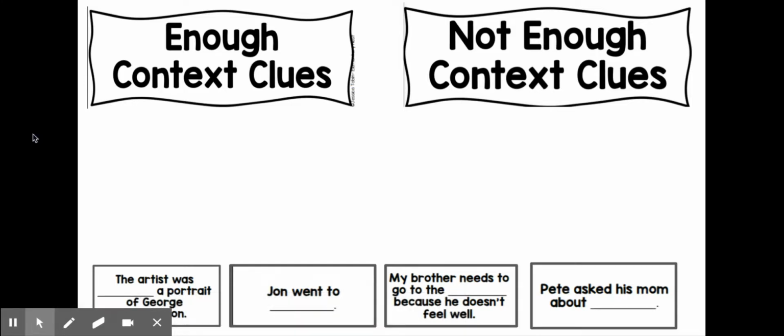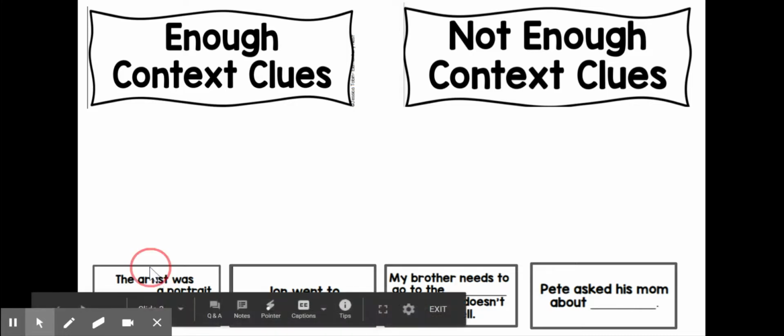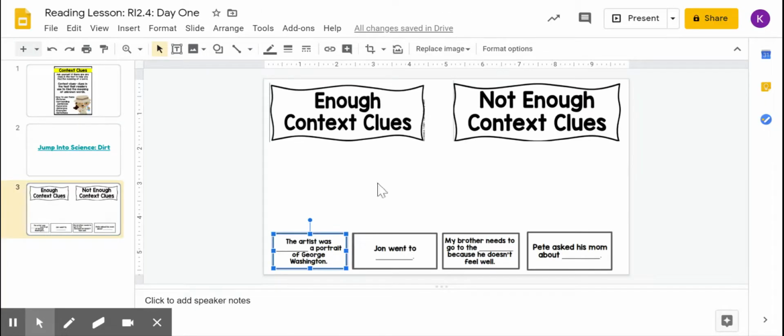What we're going to do now is we are going to sort these sentences into enough context clues or not enough context clues. So all of these sentences are missing a word. We are going to decide if we can figure out the word, if they have enough context clues in this sentence or not enough. So the first one says, the artist was blank a portrait of George Washington. So does that give us enough context clues that we could fill in the blank?